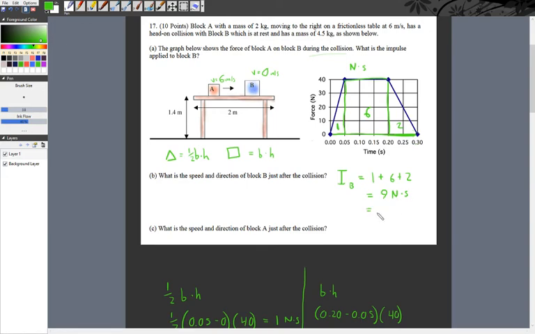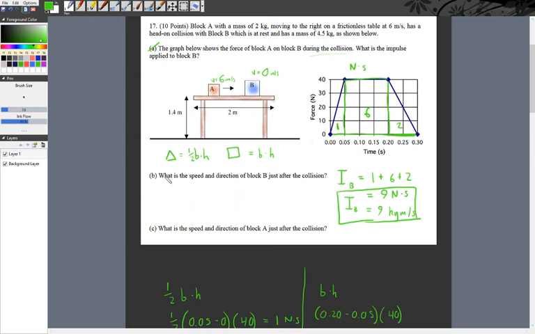Another way to say Newton second is kilogram meters per second. So that's going to be the total impulse felt by block B. All right, so we're done with A.